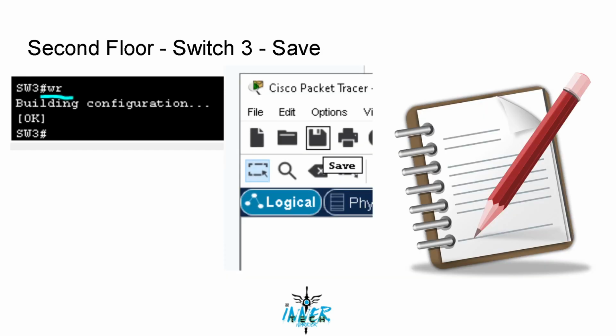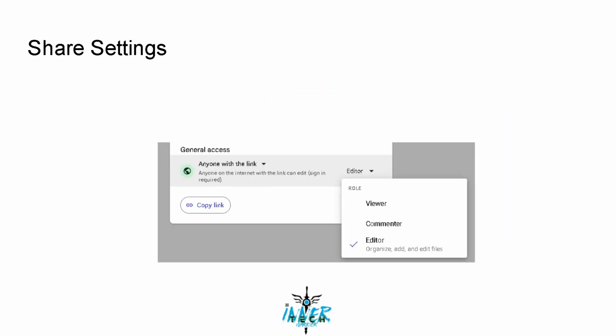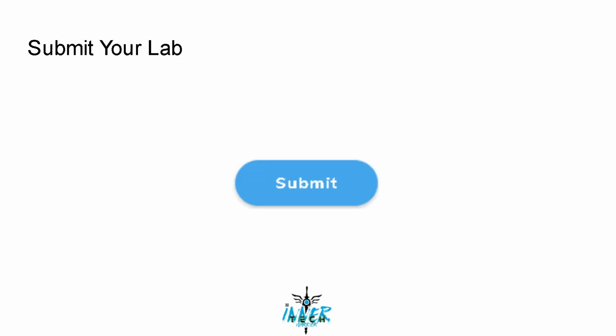Now let's save your configuration, save your Packet Tracer file, and update your notes. Then create your narrative. After that, share the Google Drive folder you have for this lab with the "anyone with a link can organize, add, and edit" access. Then submit the lab for review. If you don't know how to submit the lab, refer to the instructions in the lab's intro video section of this program. After that, you can move on to the next lab.